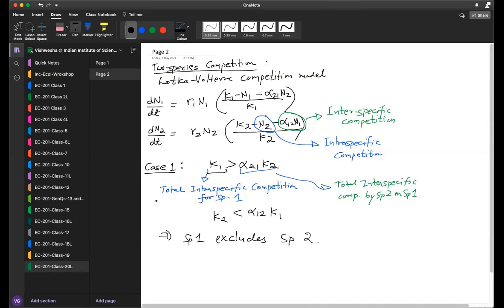Any questions on this? Please understand this, because this is the most fundamental thing. Once you understand this, you can write down all the 4 conditions, just thinking through what all of these coefficients mean.